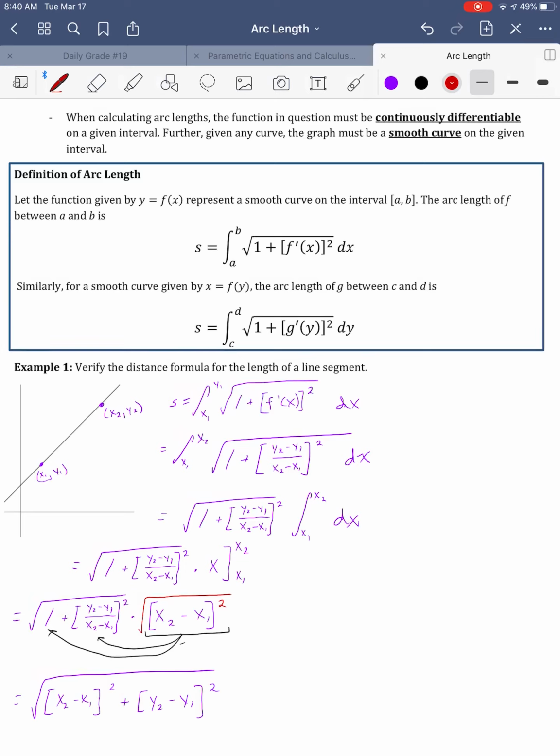So these are pretty simple on the AP test. I'll show you what they look like. They show up from time to time. You honestly normally don't even have to evaluate them. It's just a setup kind of situation. So it's very important to know this equation.